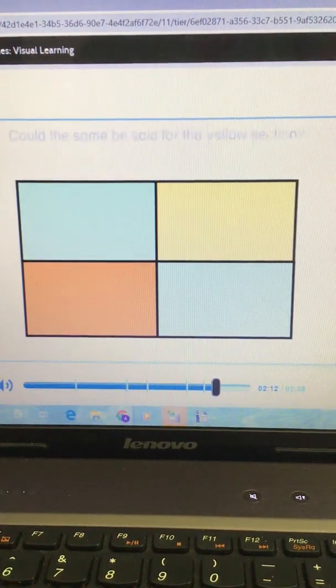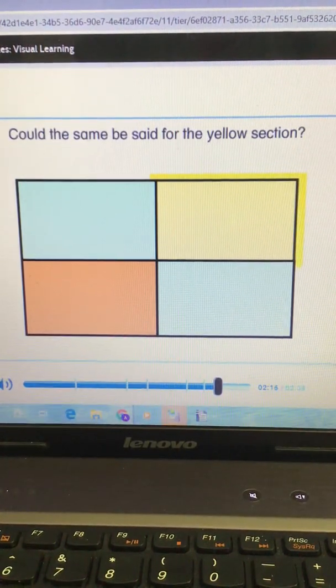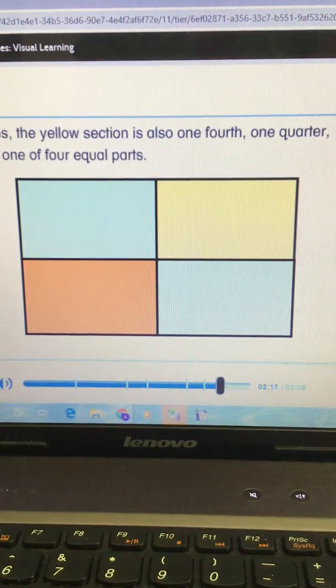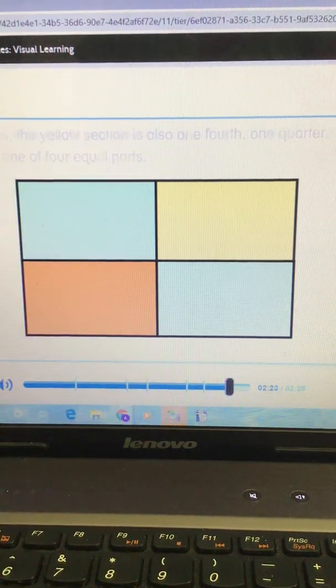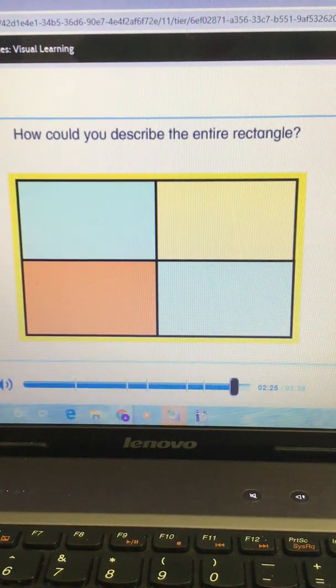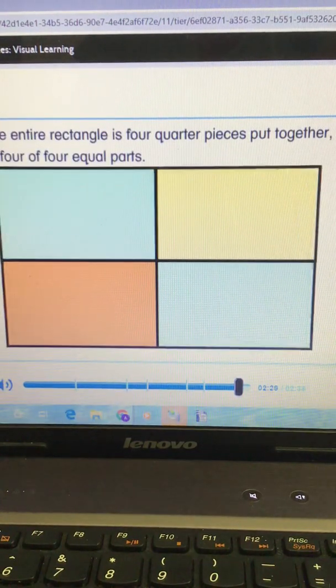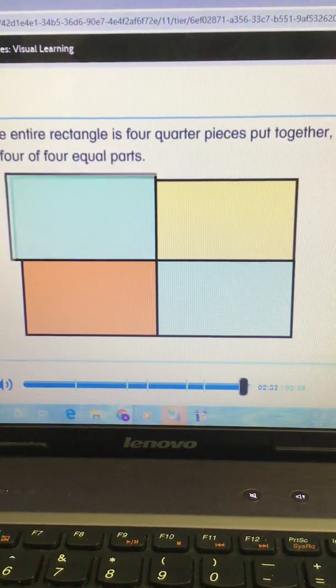Could the same be said for the yellow section? Yes, the yellow section is also 1/4, or 1 of 4 equal parts. How could you describe the entire rectangle? The entire rectangle is 4 quarter pieces put together, or 4 of 4 equal parts.